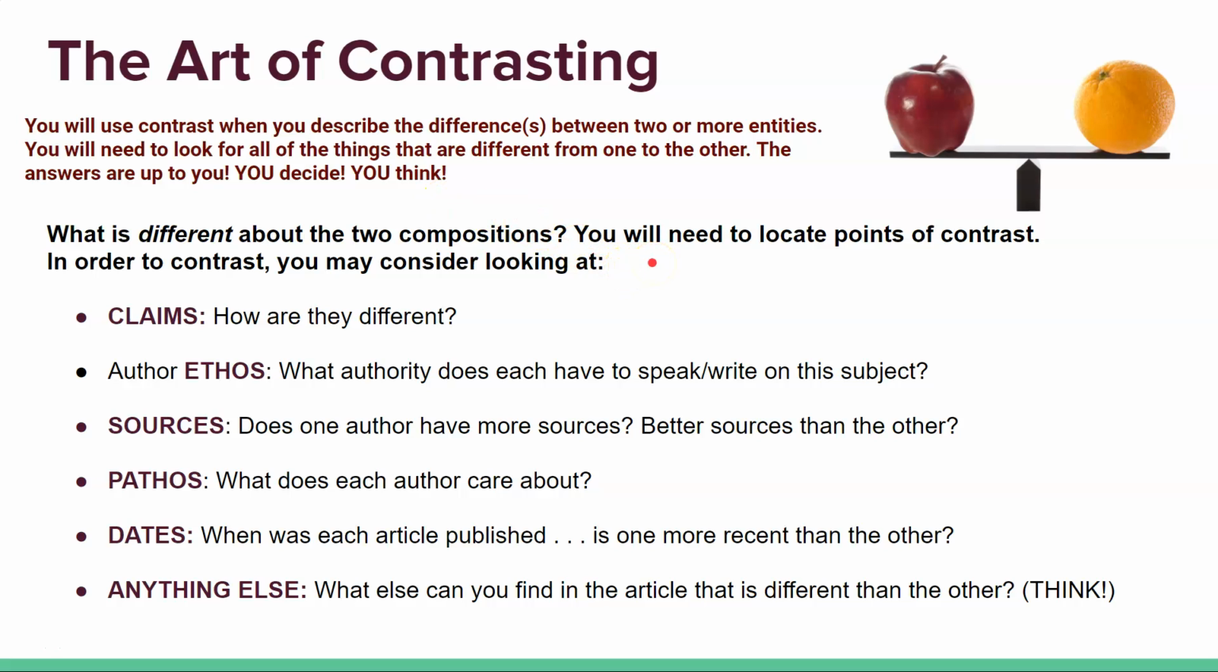So things to be thinking about when comparing and contrasting these three sources is what is different about the compositions. You'll need to locate points of contrast. So in order to contrast, you may consider looking at claims. How are they different? You'll also want to contrast the author's ethos. What authority does each have to speak or write on this subject? And you also want to consider their sources. Does one author have more sources? Are some sources better than the other, and how so?